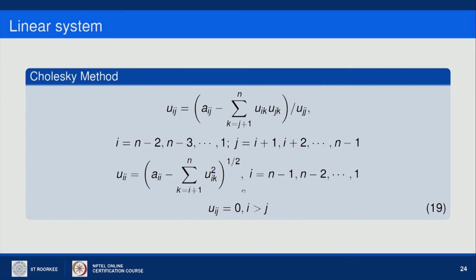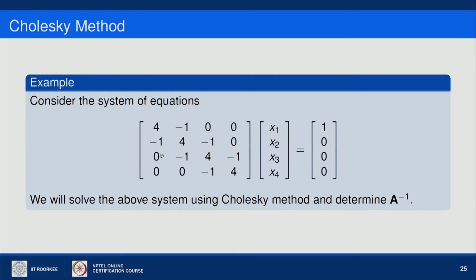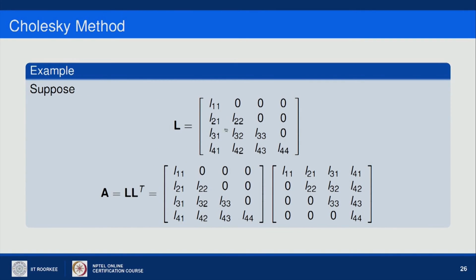So, these are the working equations to find the entries in the Cholesky method. It will be the same as we did in the Crout method, and the only change will be due to the symmetric property of A. Consider this example, a 4 by 4 system. The coefficient matrix is a tridiagonal matrix, which is a symmetric matrix. If we solve this system using the Cholesky method, I will take L as the lower triangular matrix.